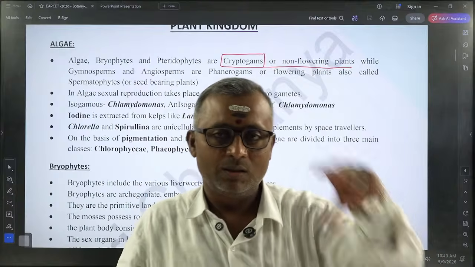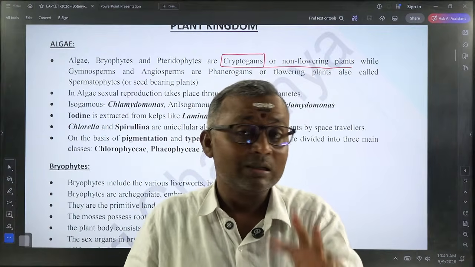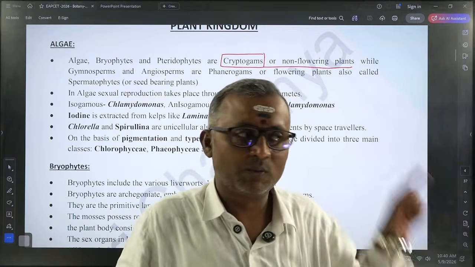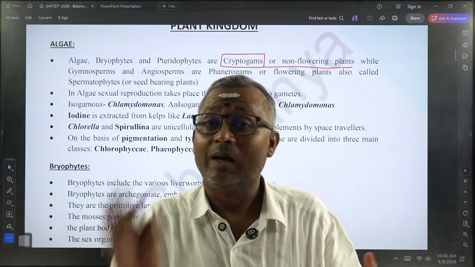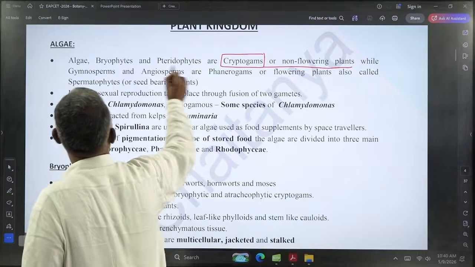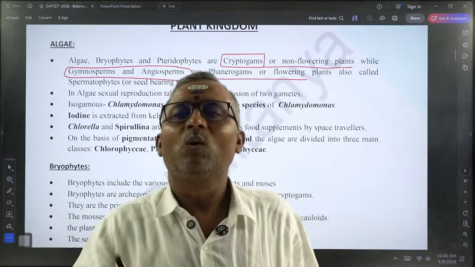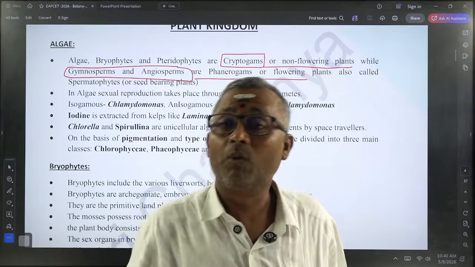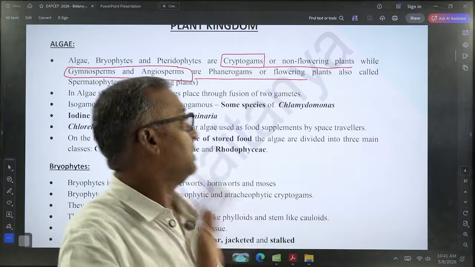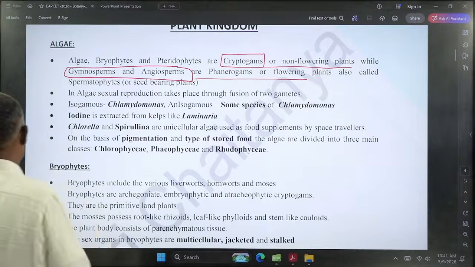So according to the state book, these plant groups have hidden sex organs, or sex organs which are not organized in the form of a flower. That's why in the state book these 3 groups are considered cryptogams. Whereas gymnosperms and angiosperms are flowering plants. This is a big confusion for many students, because our NCERT book says that only angiosperms are flowering. But in the state book, both gymnosperms and angiosperms are considered flowering plants or phanerogams. You have to remember this, very, very important. These phanerogams are also called seed bearing plants, or spermatophytes.